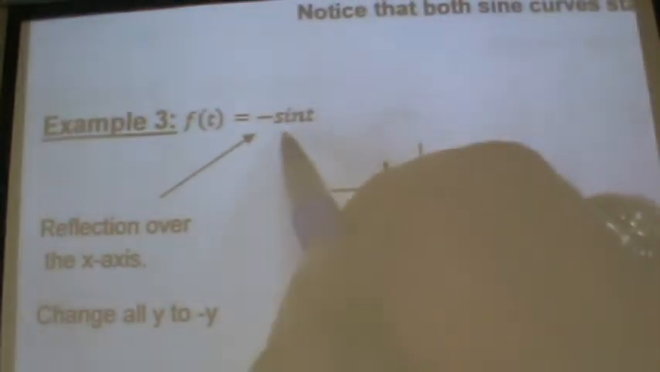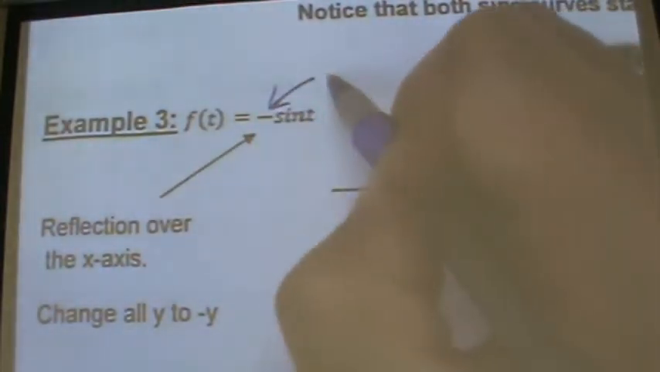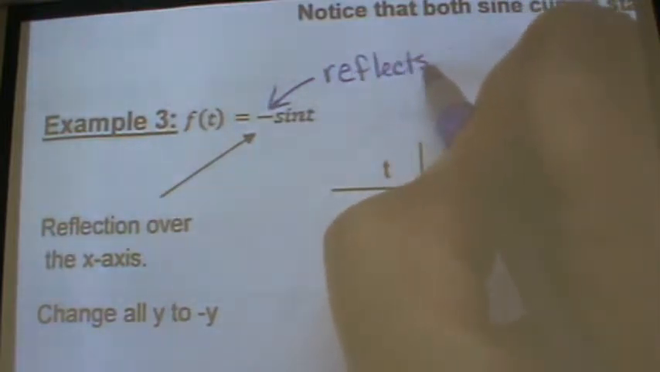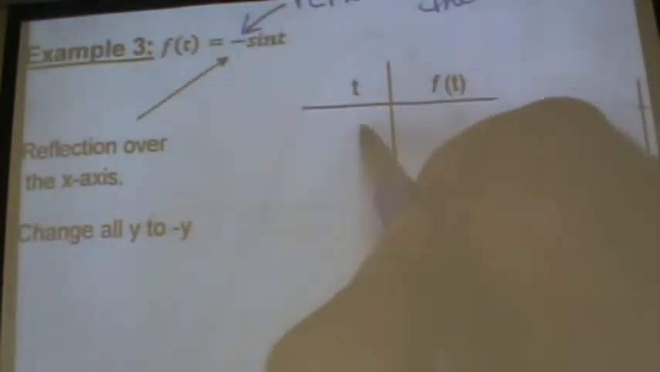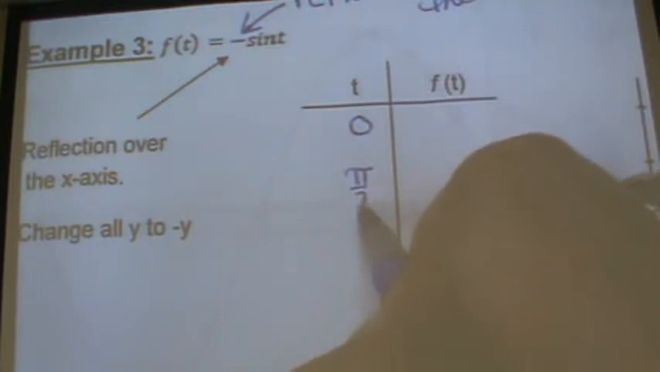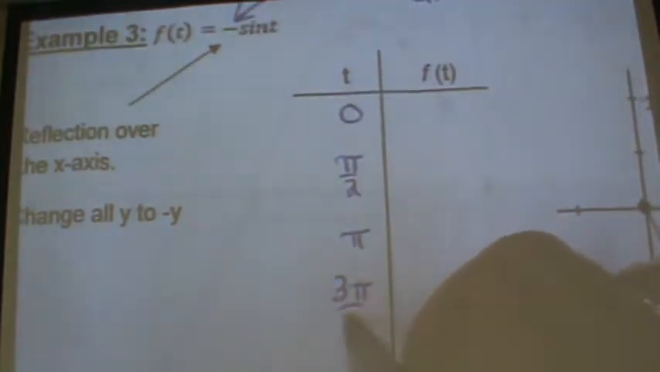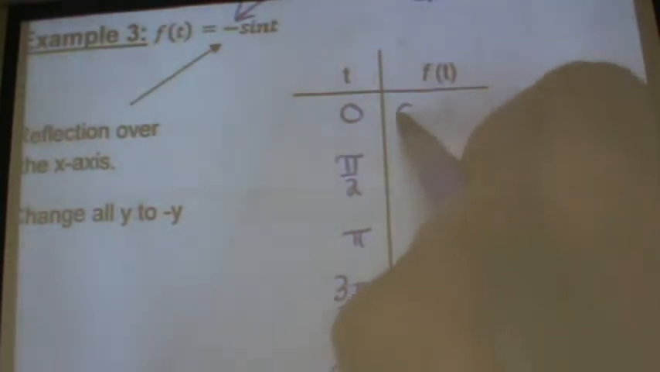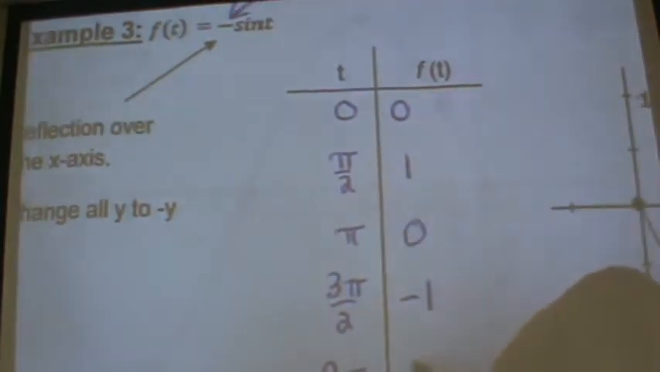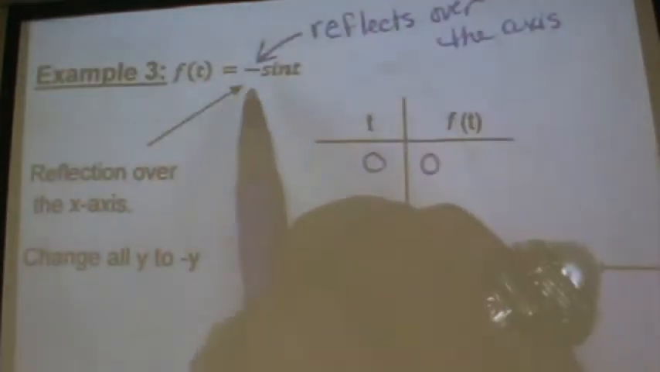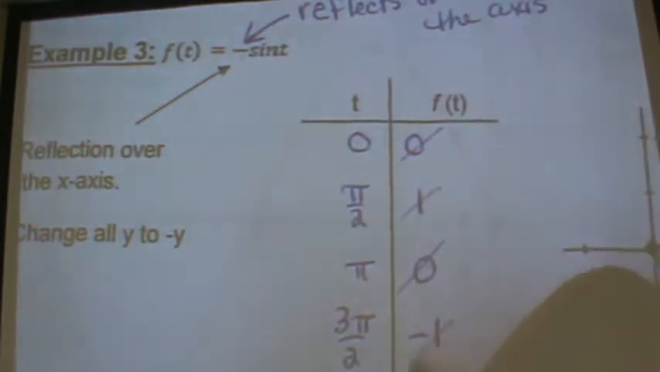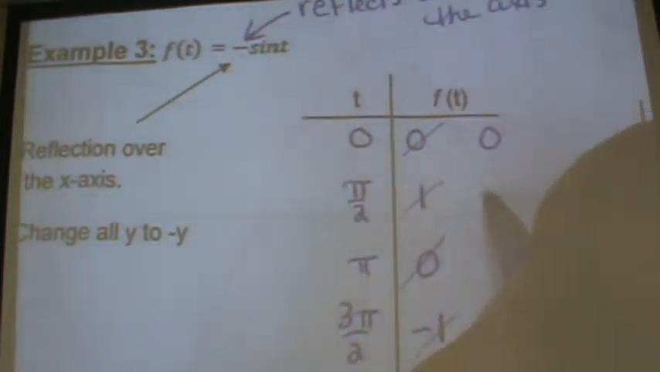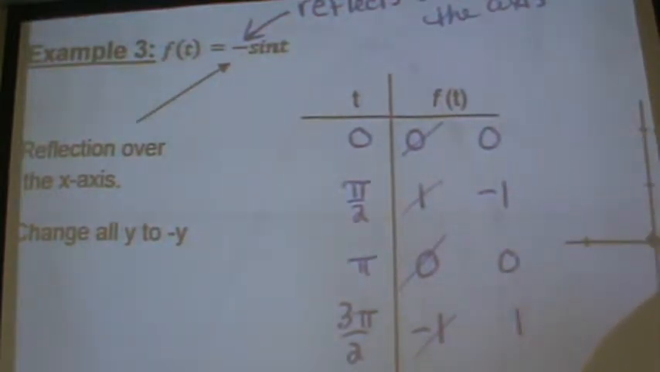Now, what did we talk about when we have a negative in front? What does this negative do? It reflects over the x-axis. Now, let's look at those main points again. 0, pi over 2, pi, 3 pi over 2, and 2 pi. And it was on, above, on, below, on. Now, what would we do with the y values? We'd multiply them by -1. So if you multiplied all of these by -1, what would you get? 0, -1, 0, 1, 0.